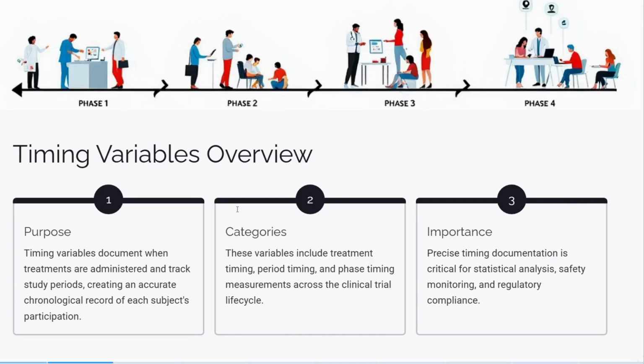Okay, so the next one is the timing variables in ADSL data structures. The purpose of the timing variables is to document when the treatments are administered and to track study periods, creating an accurate chronological record of each subject's participation. These variables include treatment timing, period timing, and phase timing measurements across the clinical trial life cycle. The importance of precise timing is critical for statistical analysis, safety monitoring and regulatory compliance.